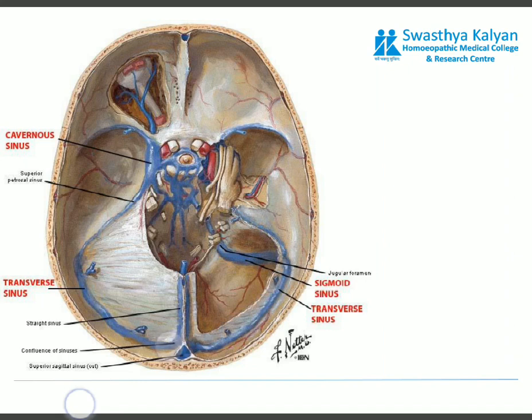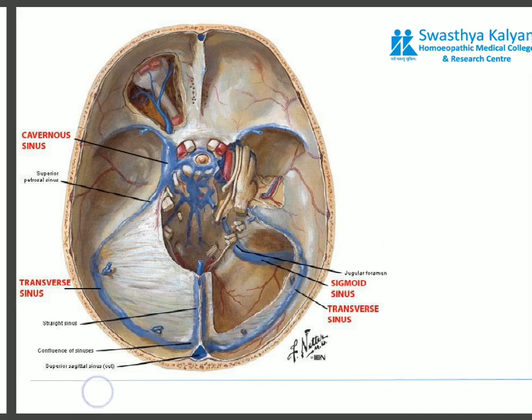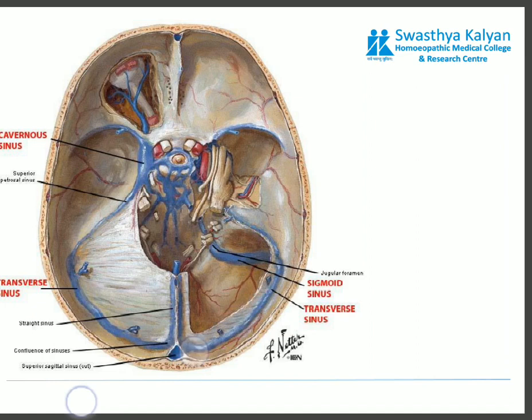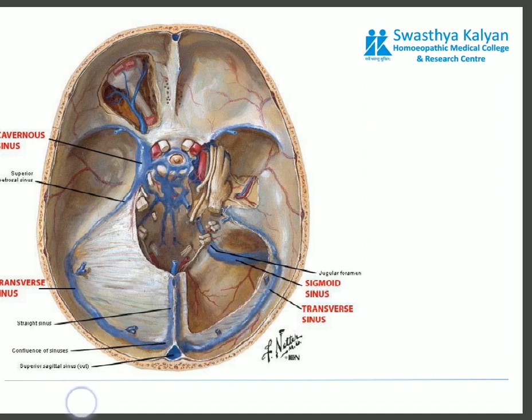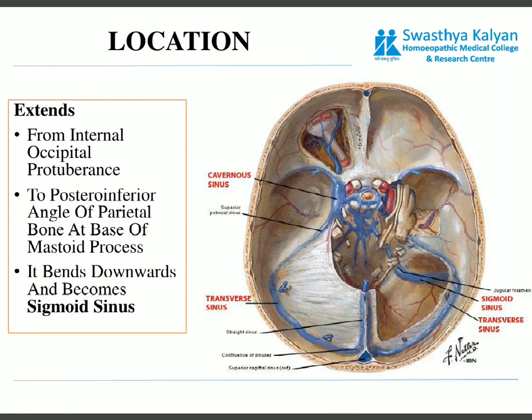The right side transverse sinus is a continuation of the superior sagittal sinus and the left side sinus is a continuation of the straight sinus. It extends from the internal occipital protuberance to the posterior inferior angle of the parietal bone at the base of the mastoid process. The mastoid process is the prominent bone which is located behind the ear. So it extends up to that. It bends and becomes the sigmoid sinus.